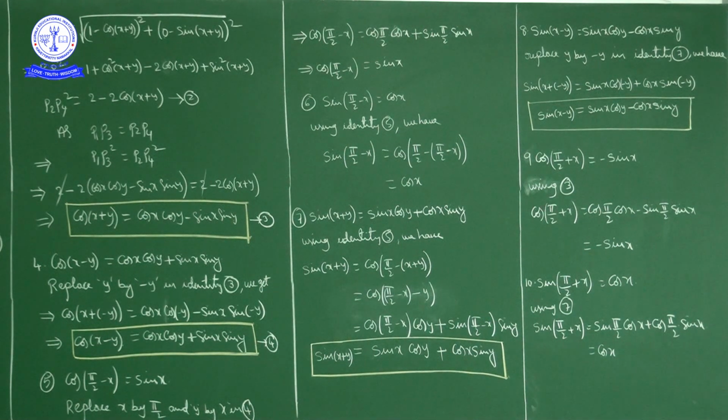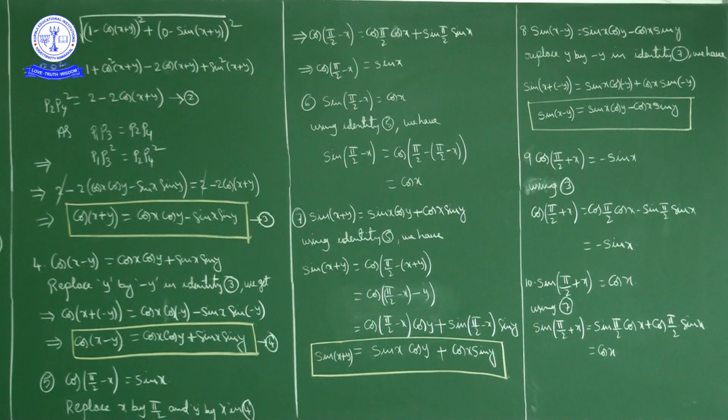Okay. Now what are the identities in this session we discussed? Sin of minus x is minus sin x, cos of minus x is cos x. In trigonometric functions, cos and secant are even functions, remaining 4 are odd functions. Okay, sin of minus x is minus sin x, cosecant of minus x is minus cosecant x, tan of minus x is minus tan x, cot of minus x is minus cot x.